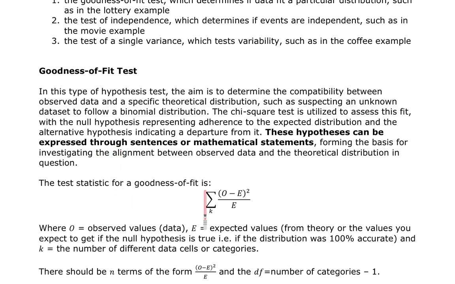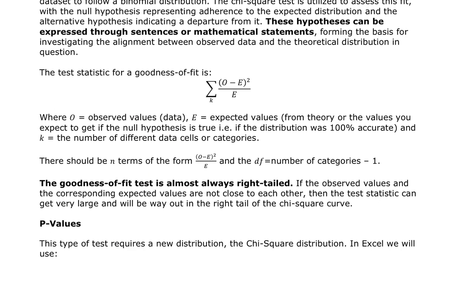The test statistic is really quite straightforward. It is the observed minus the expected, that quantity squared, divided by the expected for each and every data piece, and then we sum those up. That's kind of nice. There should be n terms, so the degrees of freedom would be the number of categories minus 1, just like we expect in Chapter 9. The goodness of fit is almost always right-tailed. If the observed values and corresponding expected values are not close enough to each other, then the test statistic can get very large and will be way to the right in the tail of the chi-squared curve.